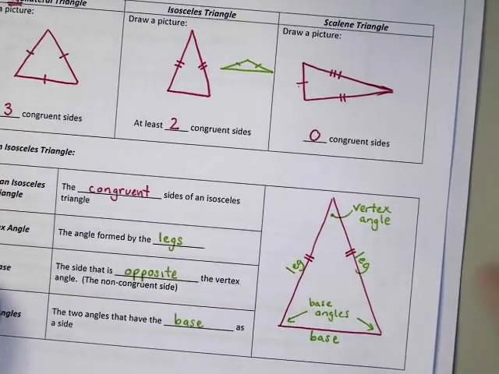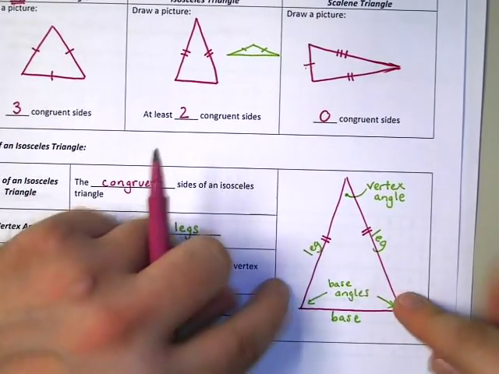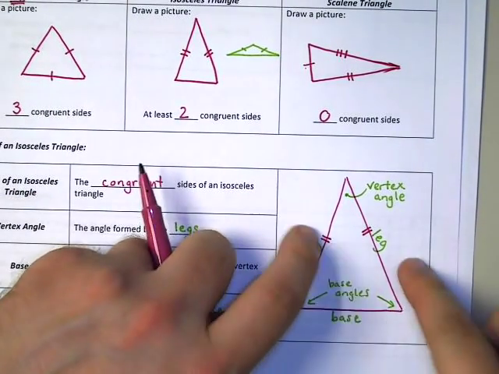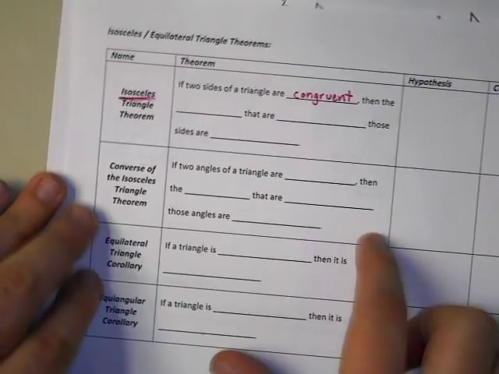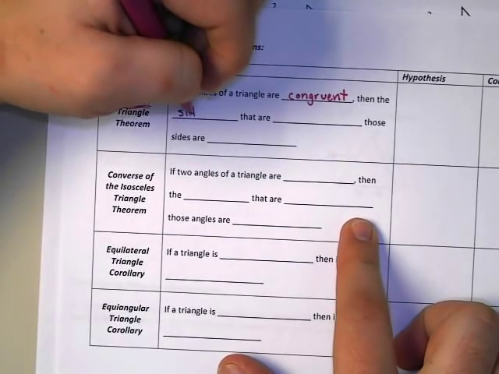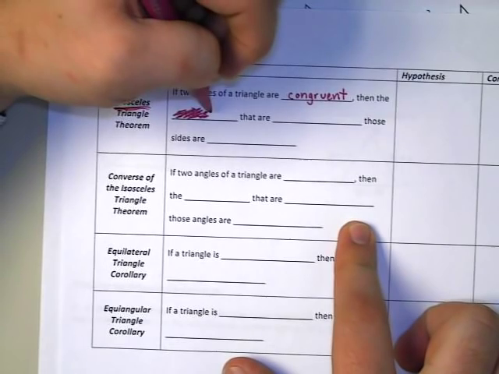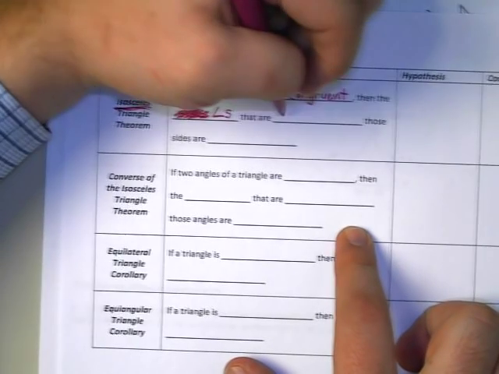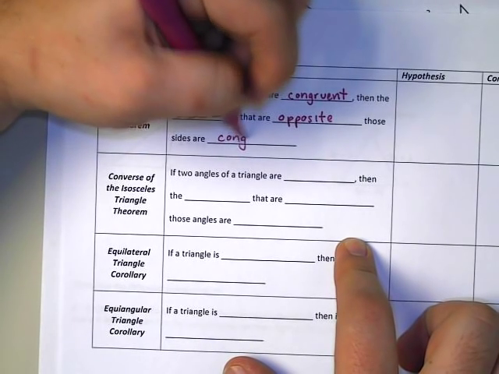What we're going to be able to say here is if we have an isosceles triangle and we know that the legs are congruent, well then the angles opposite those sides are also congruent. So that's what we're going to write here. Then the sides that... Did I say sides? Angles. The angles that are opposite those sides are also congruent.